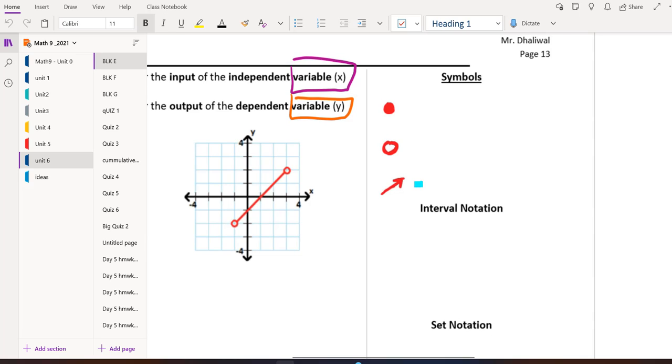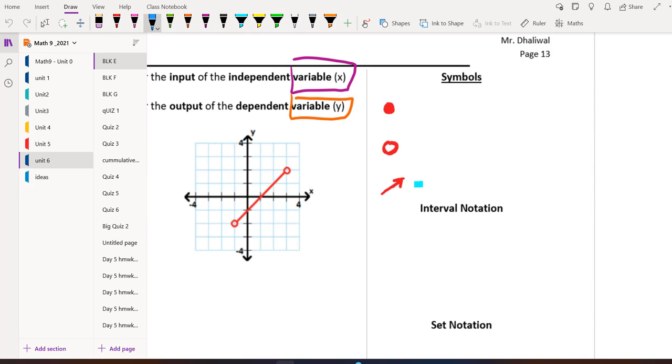So the arrow means that the line goes on forever in that direction. So whatever direction the arrow is pointing, that means the line doesn't stop, but just keeps on going forever in that direction. Okay?